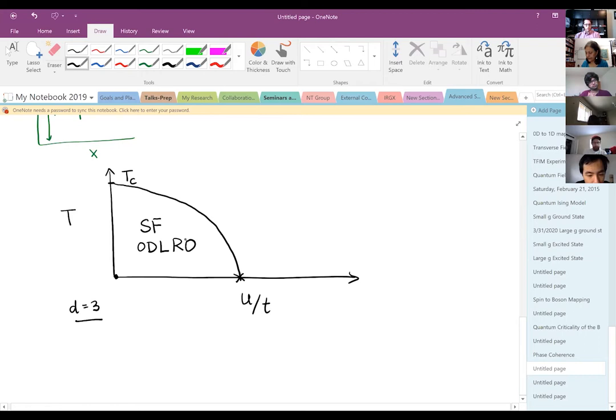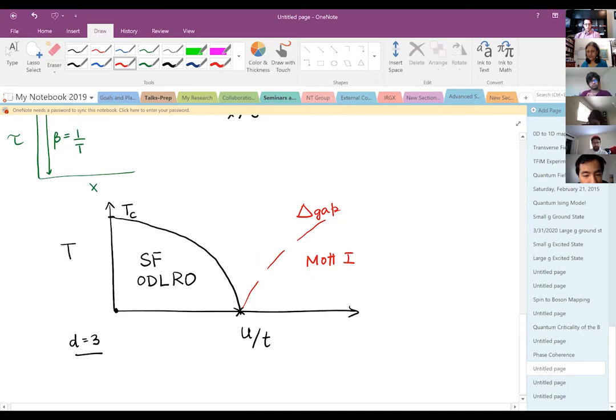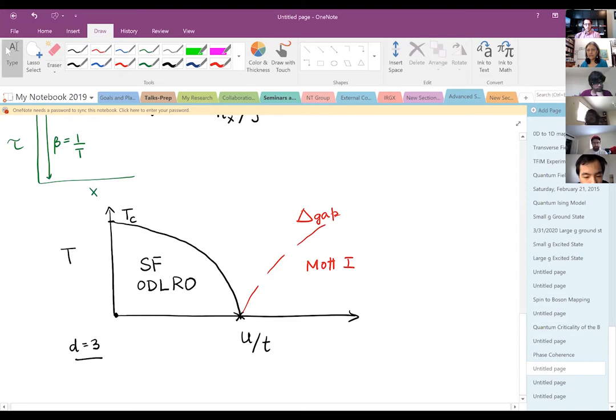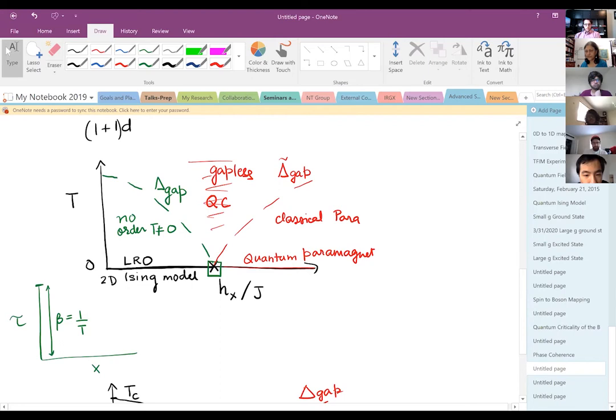And then beyond that, on the other side, let's say this side, it is a Mott insulator, and it has a gap. So there's a delta gap. Now, this is a little more complicated because previously there was no criticality at finite temperatures, right? There was no order anyway, but there was a gap scale. You crossed the gap scale and then you got into the gapless regime. That was the case with the transverse field Ising model.